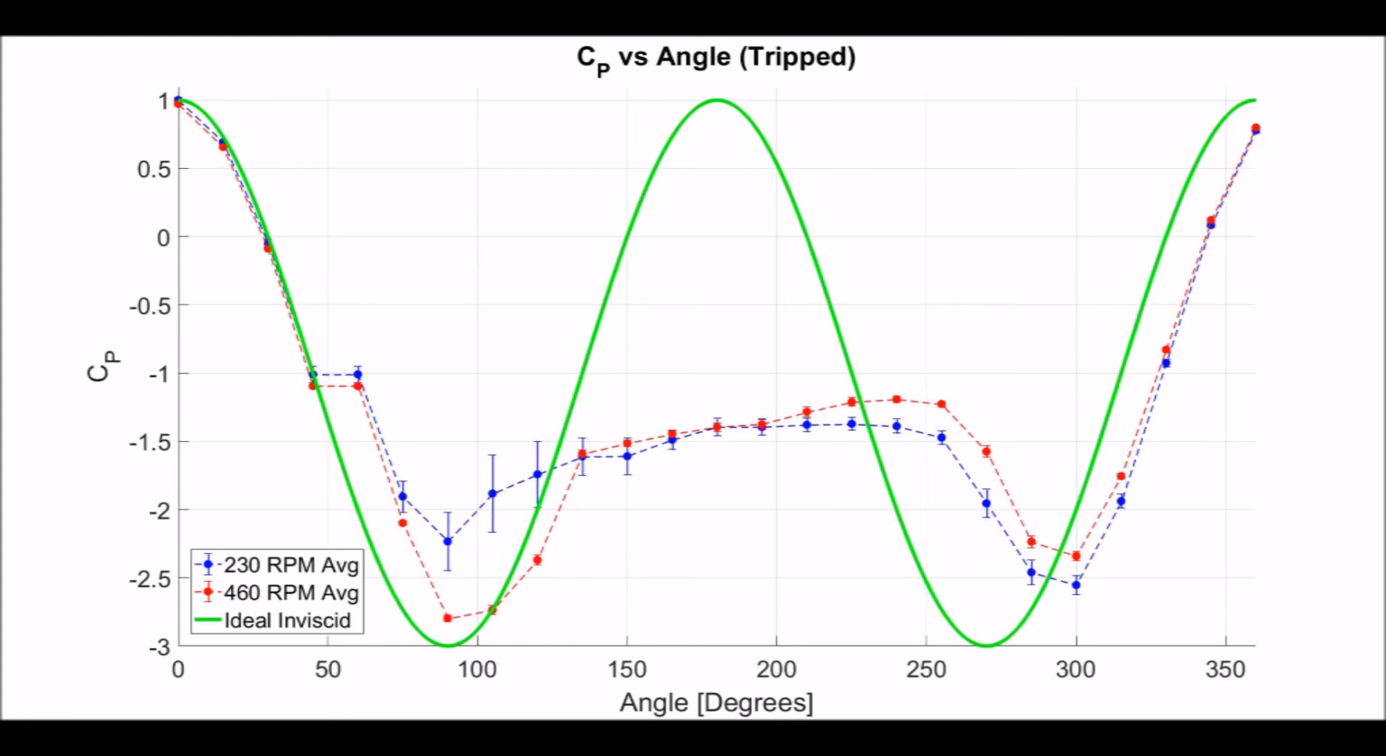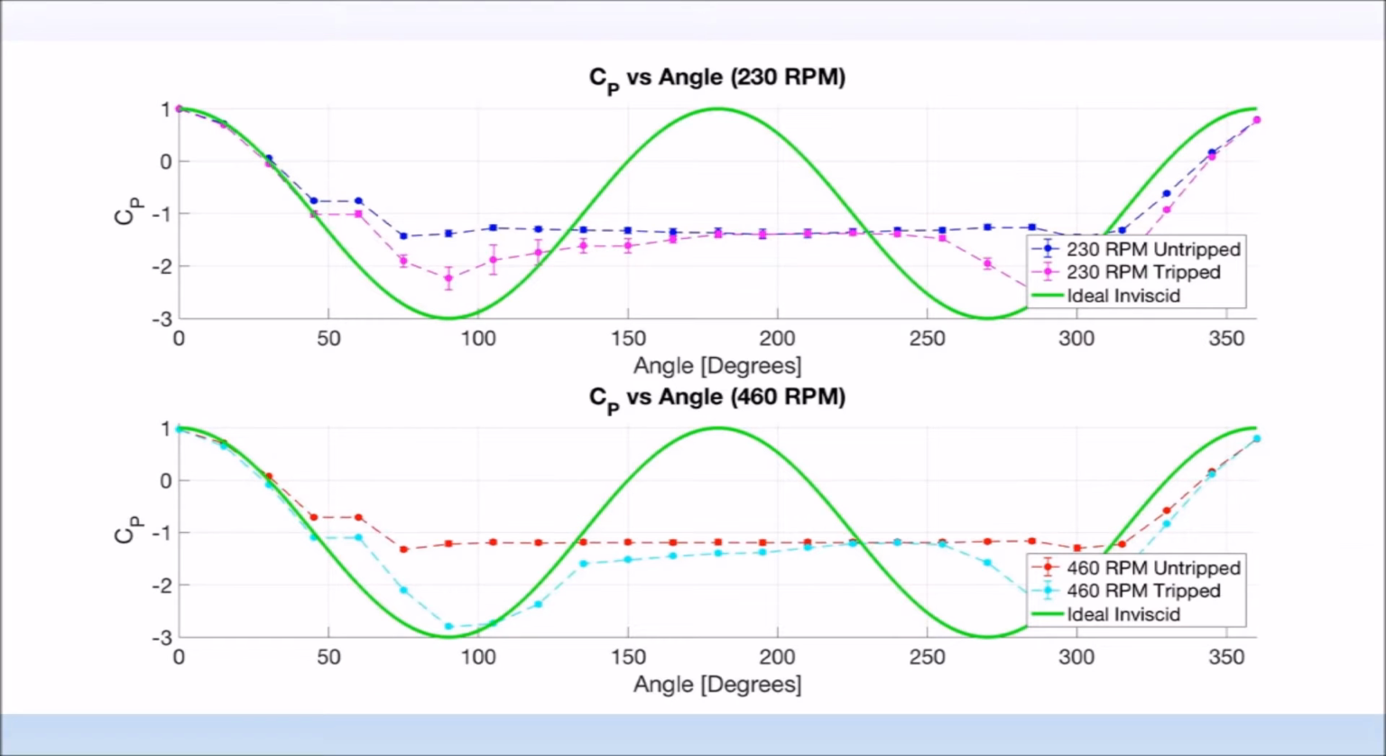When we plotted the tripped data, it stuck more closely to the theoretical curve than the non-tripped data, but it still wasn't perfect. The flow at 460 RPM followed the predicted curve closely until about 90 degrees, then behaved roughly in the same manner as the 230 RPM flow. Overall, the coefficient of pressure was higher for the flow at 230, but it fluctuated between the two speeds between the angles of 90 and 280 degrees.